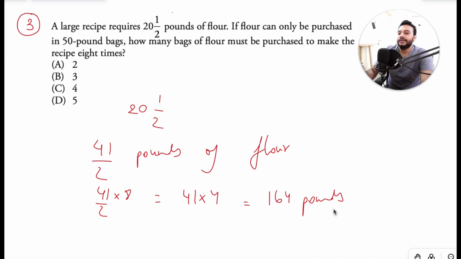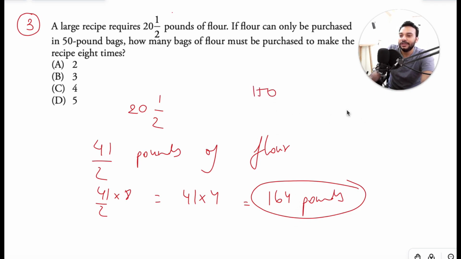Okay. Now we see if we divide it into 50-pound bags, how many 50-pound bags would be needed for these 164 pounds to be used. Okay, so 50 pounds, 3 bags will make 150 pounds, 4 bags would make 200 pounds. So we'll need 4 bags in which 36 pounds would be left after usage. So 4 bags. Option C. Okay, next one.